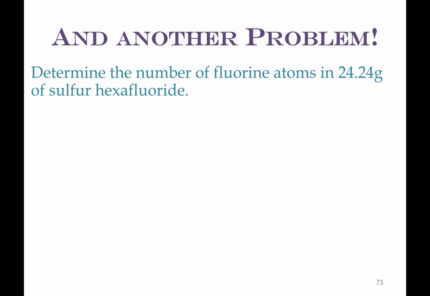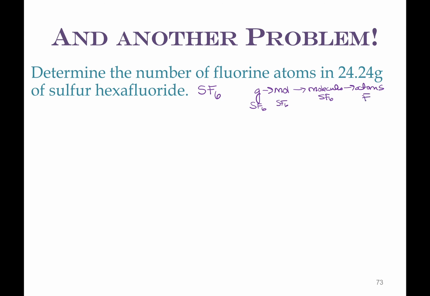All right, determine the number of fluorine atoms in 24.24 grams of sulfur hexafluoride. Sulfur hexafluoride is SF6. Pause it and try it. Now I'm going to go through it right now, so if you didn't pause it, you're losing out. So we're going to start with the 24.24 grams. We're going to go from grams of SF6 to moles of SF6, and then from moles of SF6 to molecules of SF6, and from molecules of SF6 to atoms of fluorine.